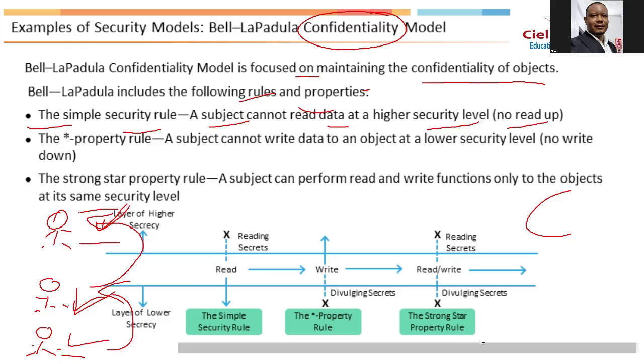That confidentiality principle, remember, states that information should be available only to those who are authorized to have access to it. So if you want to ensure confidentiality within your organization, consider implementing the Bell-LaPadula model.